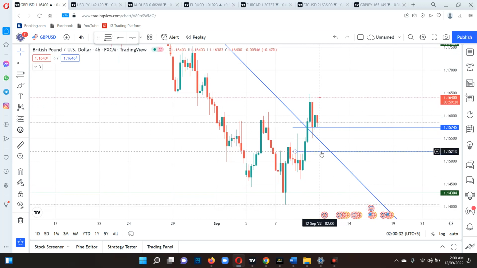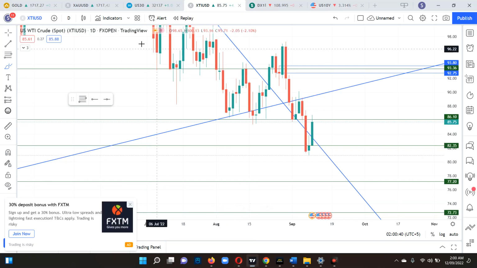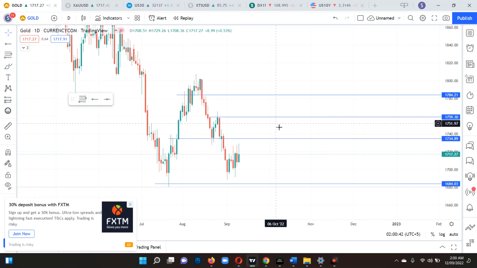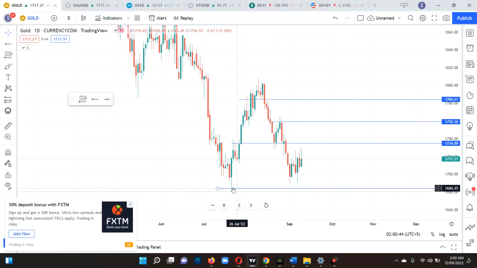This could be a much better buy, and this is also a good buy if you buy from here. So right now let's move towards gold. A lot of people trade the gold pairs. For gold, I have drawn four areas. The first area is 1684, the second area is 1734, the third area is 1760, which is also an important area, and the fourth area is 1785.